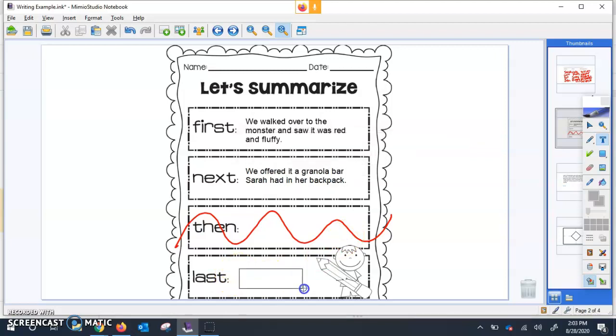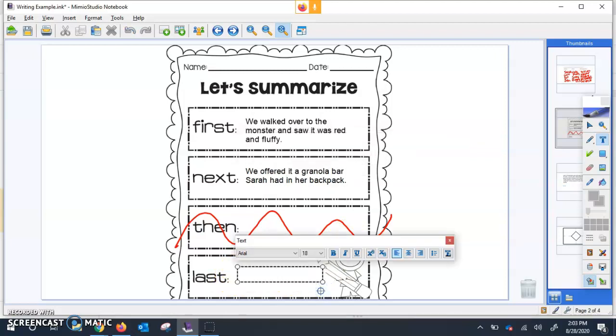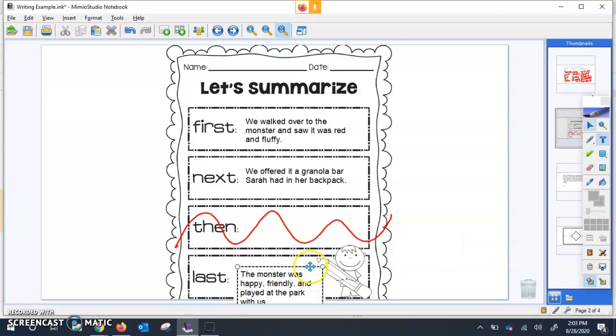And then the last thing we are going to do is the last thing was that the monster was happy, friendly, and played at the park with us. And there we have our monster story. We've sequenced the events that are happening after we saw that the monster came out of the ground.